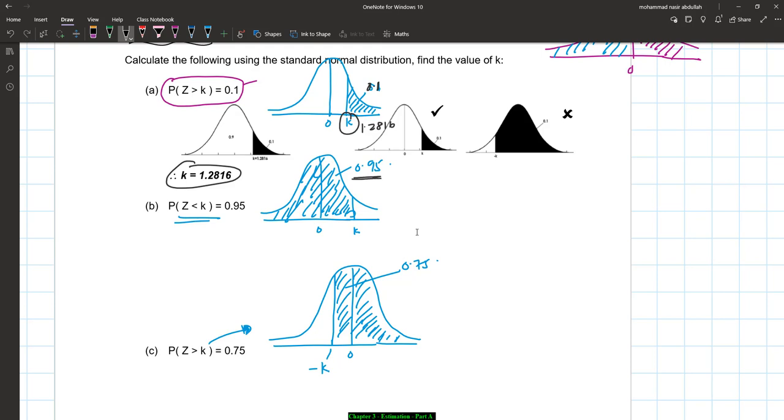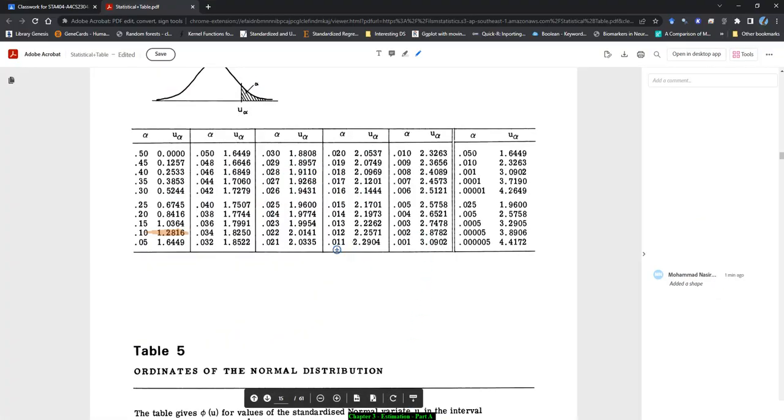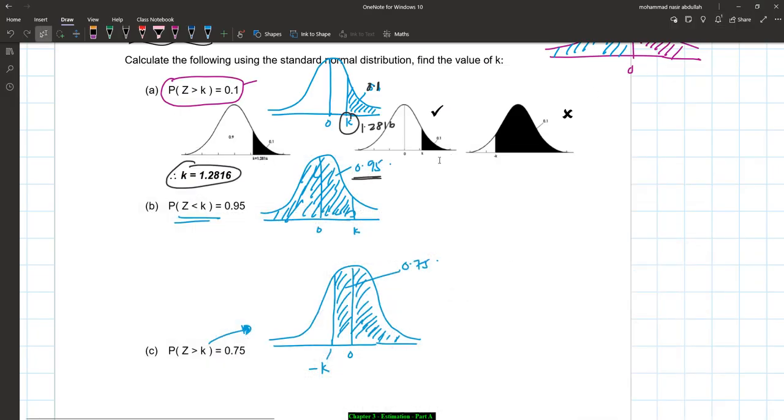So 0.95 is on the left hand side, right? But if you look at the statistical table, it is limited to the half part, right? Half part means 0.5 only. It will only give you half the value. So to get this value, we try to convert. This is 0.05, right? This is the stay value.